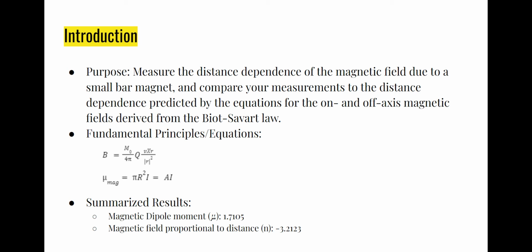The fundamental principles and equations used in this lab were B equals mu naught over 4 pi times q v cross r over r, or magnitude of r squared, and then the magnetic dipole moment is equal to pi r squared times the current, or just area times the current.